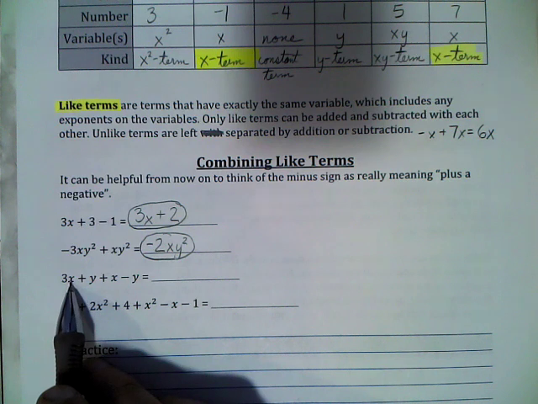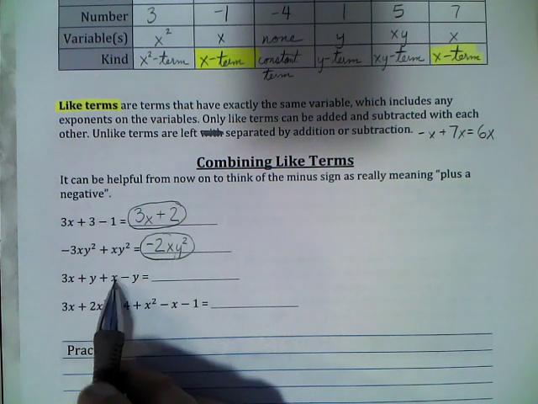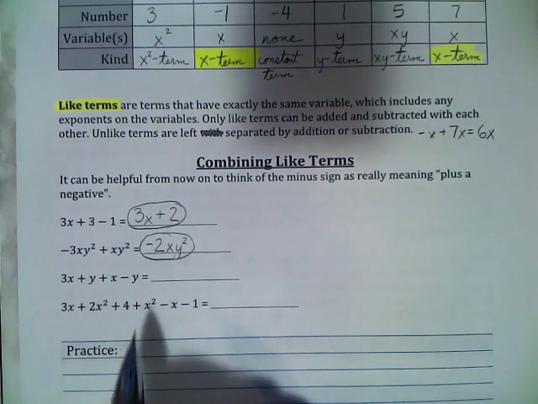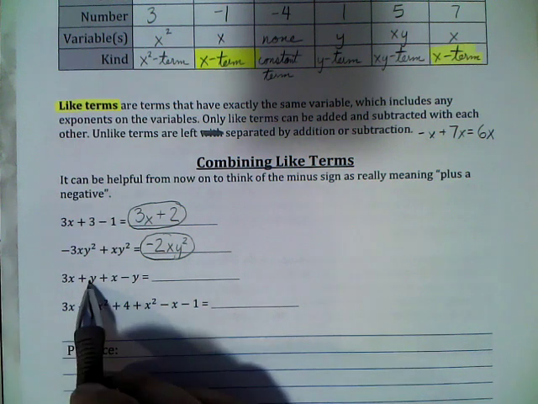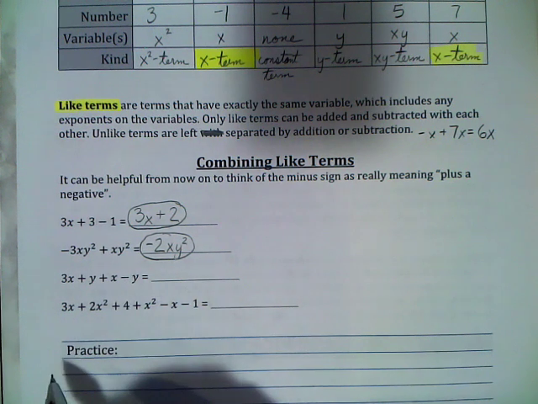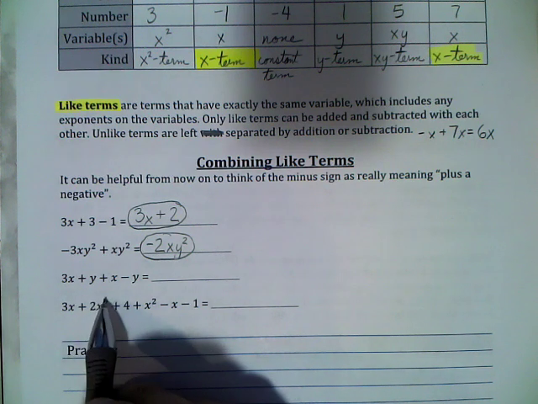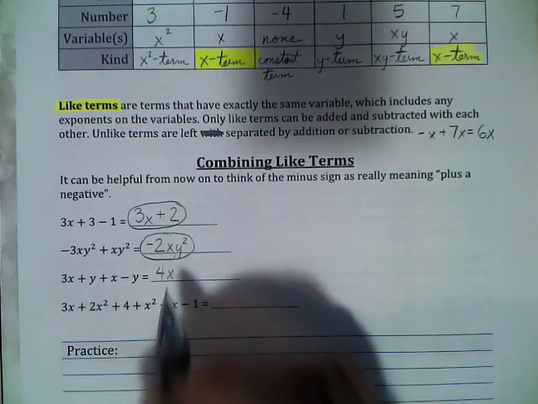Down here, this is an x term, a y term, an x term, and a y term. So I can combine my two x terms, I can combine my two y terms. Remember that anytime we're missing a number, it's really a 1 out front. So for my x terms, I have a 3x plus a 1x. Well, 3 plus 1 is 4, and it's still just x.